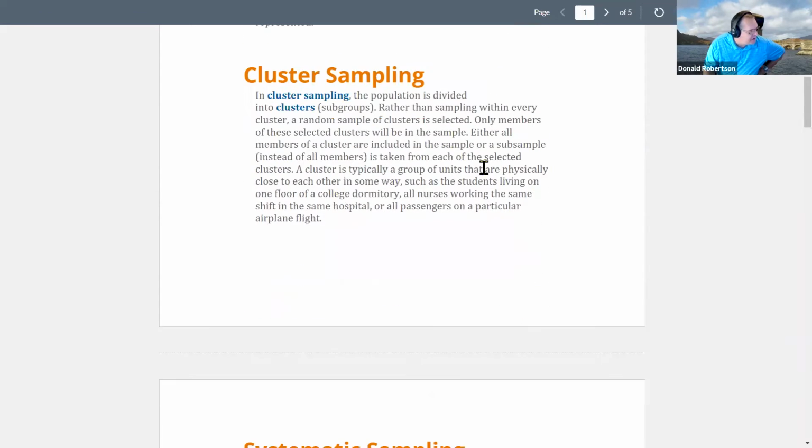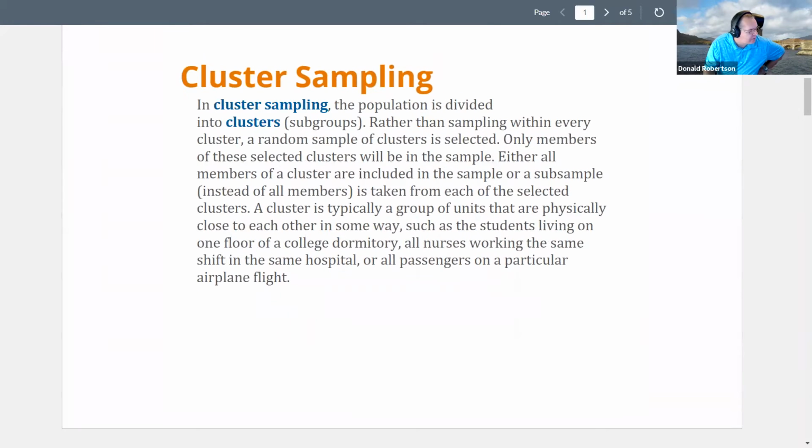Now, the second one is called a cluster sample. Let's see if I can make this a bit bigger. There we go. In a thing called a cluster sample, here is an example of one. What you do is you take your population again and you break them into subgroups. But rather than sampling within every cluster, a random sample of clusters are selected. Okay, let me show you how that works.